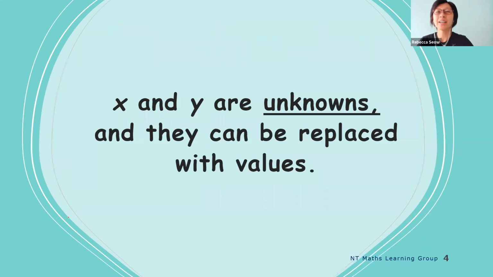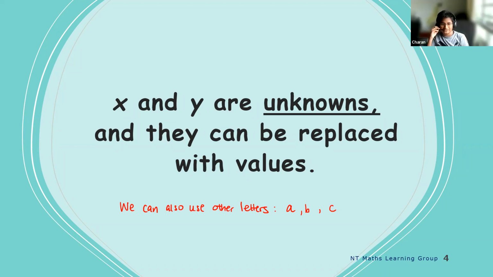So X and Y are the unknowns and they can be replaced with any value, any number. But there are also A and B. You're right, we can also use other letters. Which are the more common letters used? You're mentioning A, B. Any more common letters? C, right? D also sometimes. X and Y. As mentioned over there, X and Y.